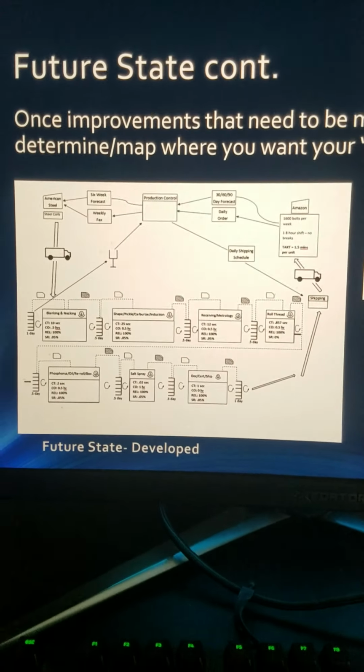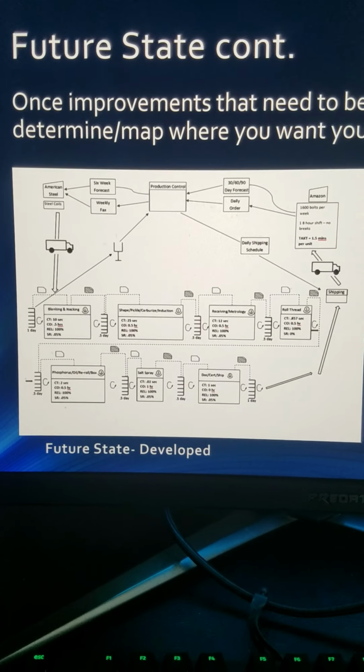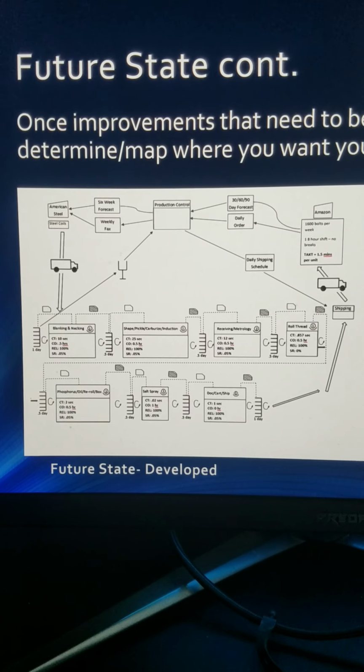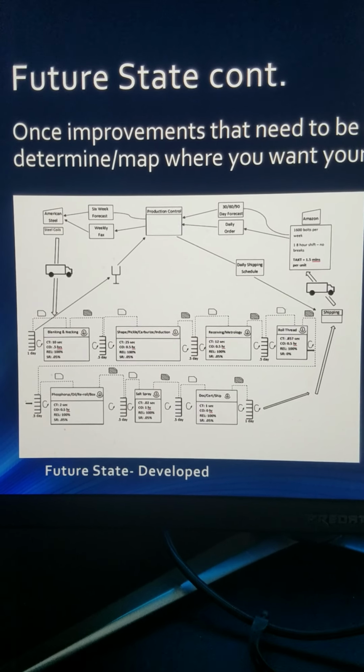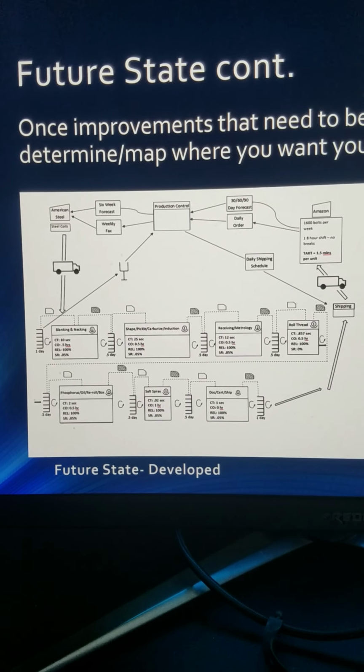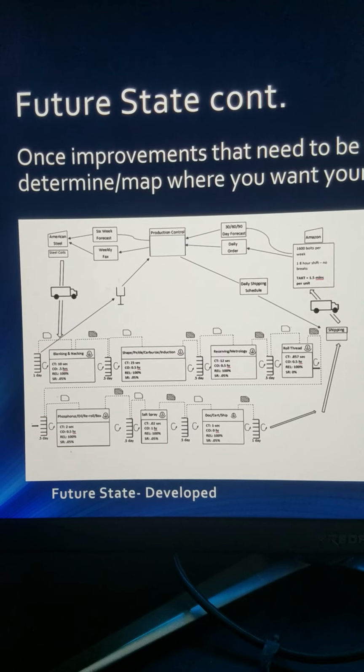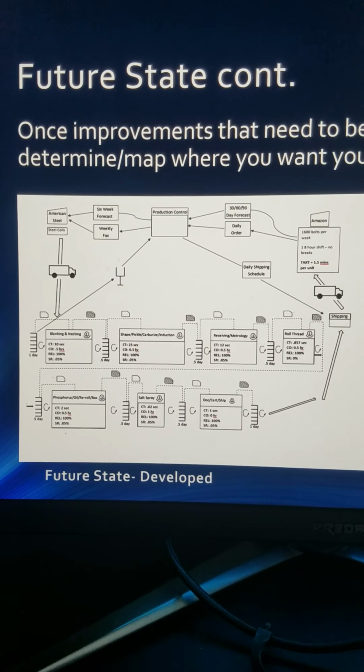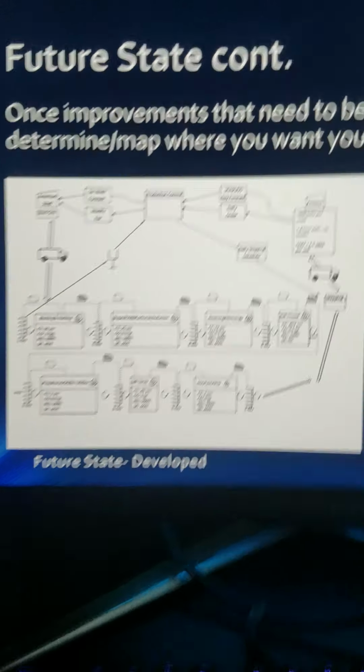All right, and then this is our future state, and this is basically the last part of this, right? So we had our current state, which is our baseline, where the process is at currently. Then we had our Kaizen future state, which is the one you saw before, where we highlight our areas of where we want to improve.